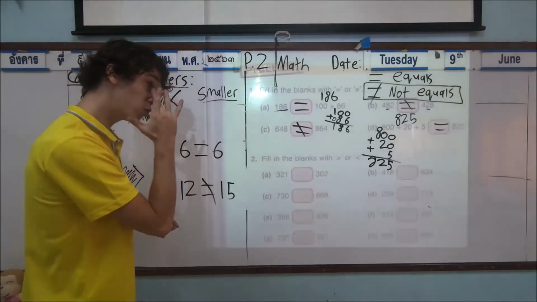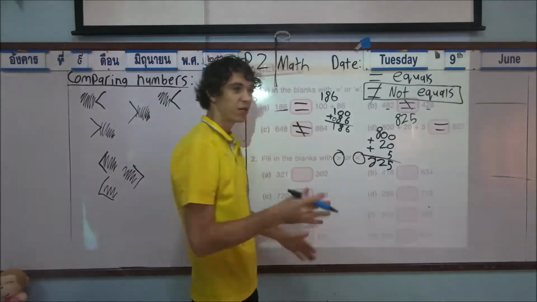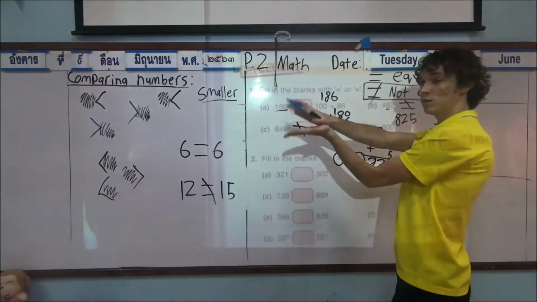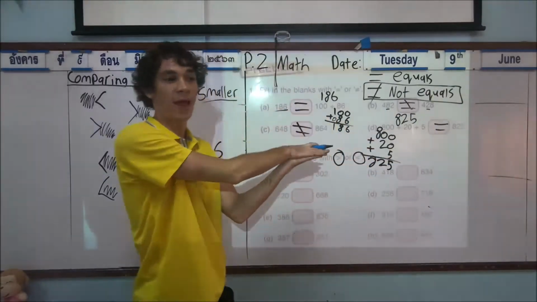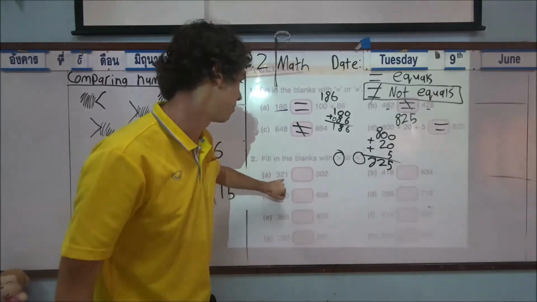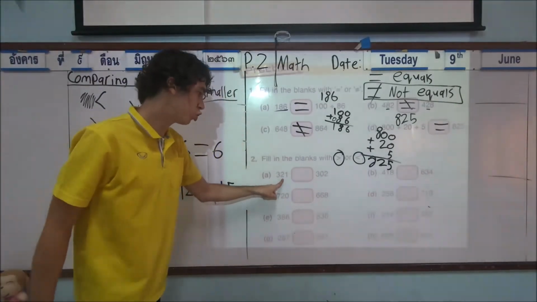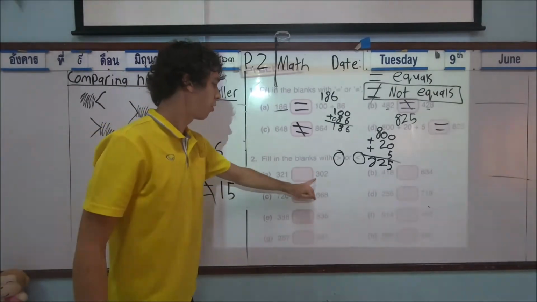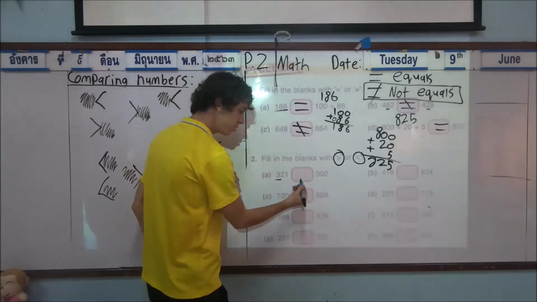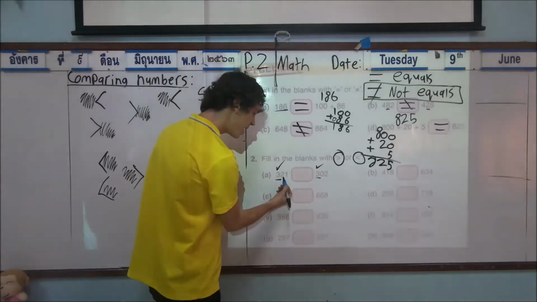Okay, and part 2. We have to use the alligators. Eat the bigger number. Is it greater than? Or is it less than? The alligator wants to eat the big number. So look at A. 321, 302. The hundreds is the same. Let's look at the tens.